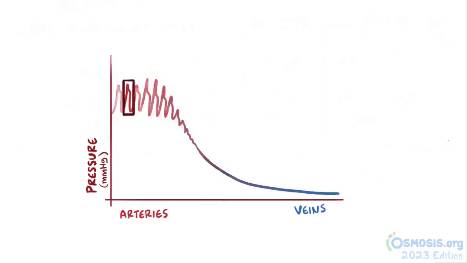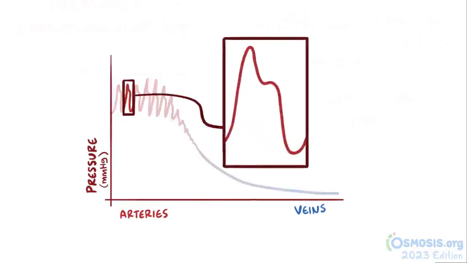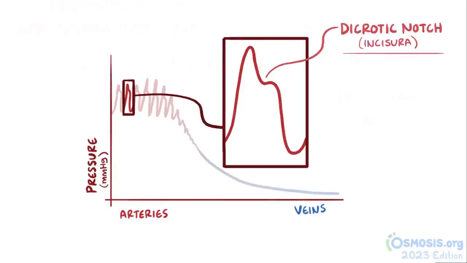Now, looking at these fluctuations on the arterial side, there's a couple important things to notice. First of all, on the downswing of the curve, there's a sharp pressure drop followed by a rise again, forming what's called the dicrotic notch, or incisura.